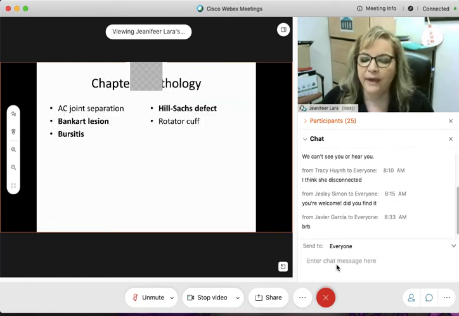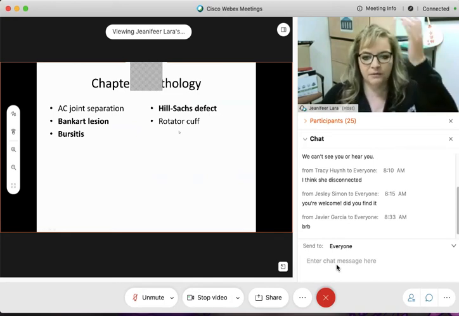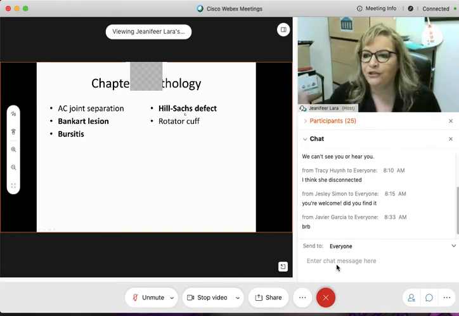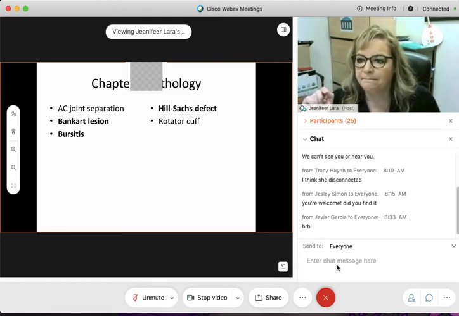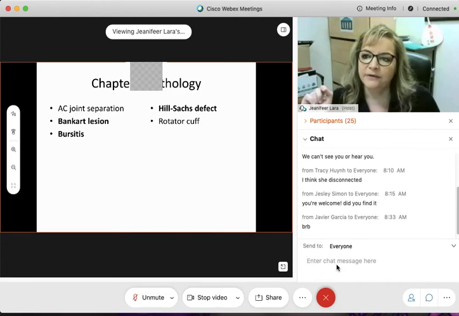So we have made it to chapter 5. These are the types of areas that we're going to cover. Rotator cuff, Hill-Sachs defect. Where have you seen Hill-Sachs defect? And what projection for the shoulder girdle? I'm going to go ahead and prepare you for your test today. Which projection would identify the Hill-Sachs defect? Is that the Grashey method? Which one? The Grashey method? Okay, I like it. What is the Hill-Sachs defect?